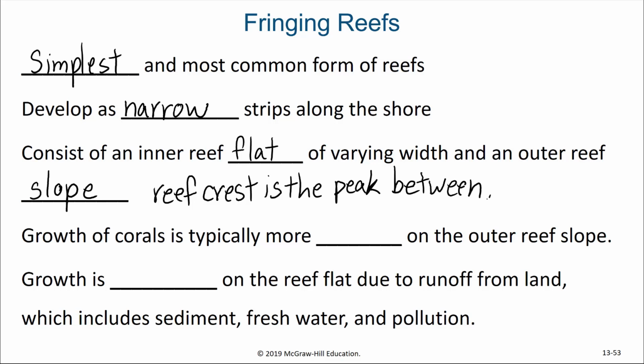The growth of the coral is typically more intense on the outer reef slope. The growth is slower on the reef flat due to runoff from land, which includes sediments, freshwater, and pollution.